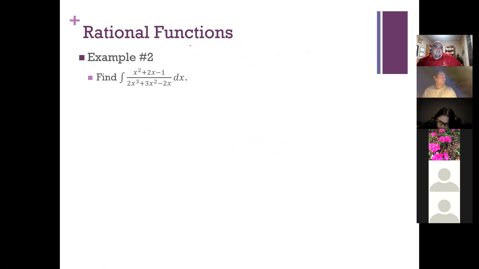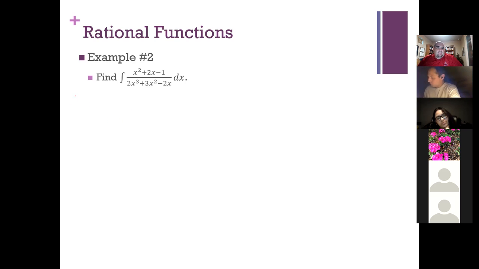So first thing to look for is the respective degrees of the numerator and denominator. Is the degree of the numerator at least as big as the degree of the denominator? It's not, not this time. So I get to avoid that step.